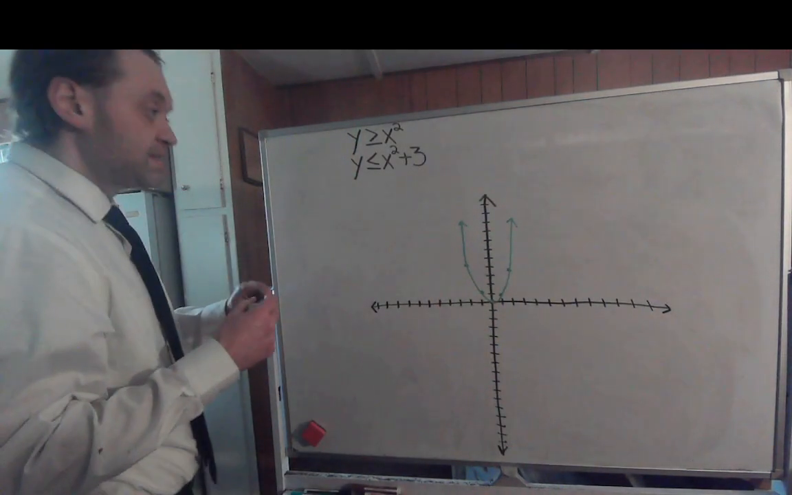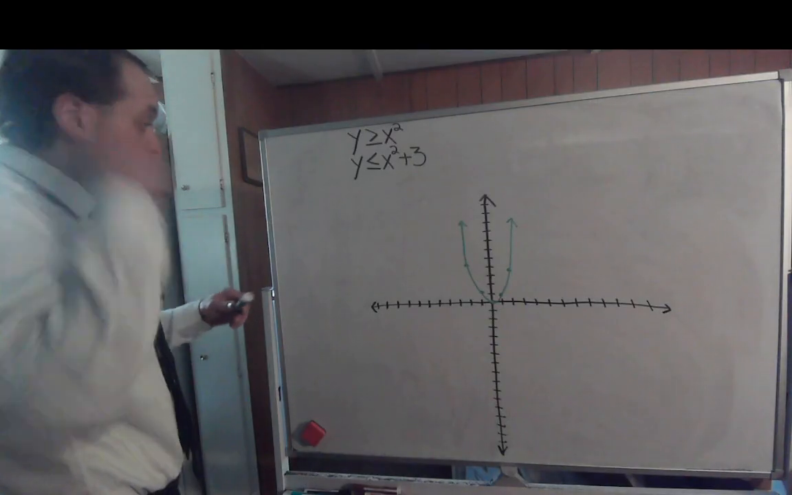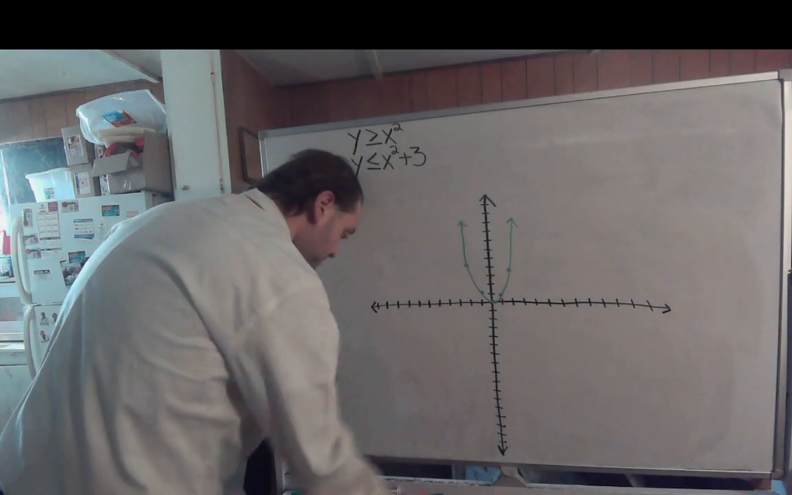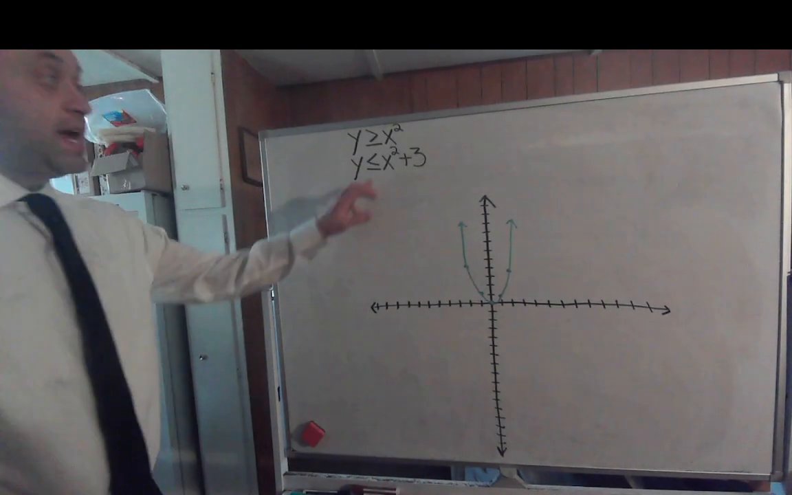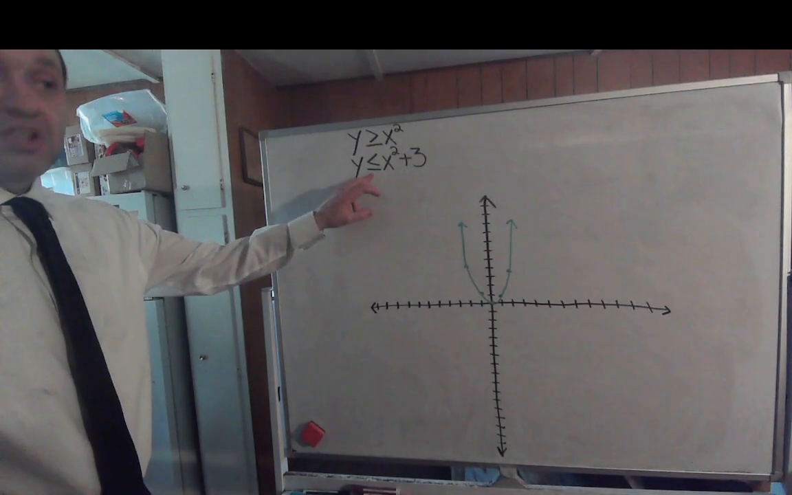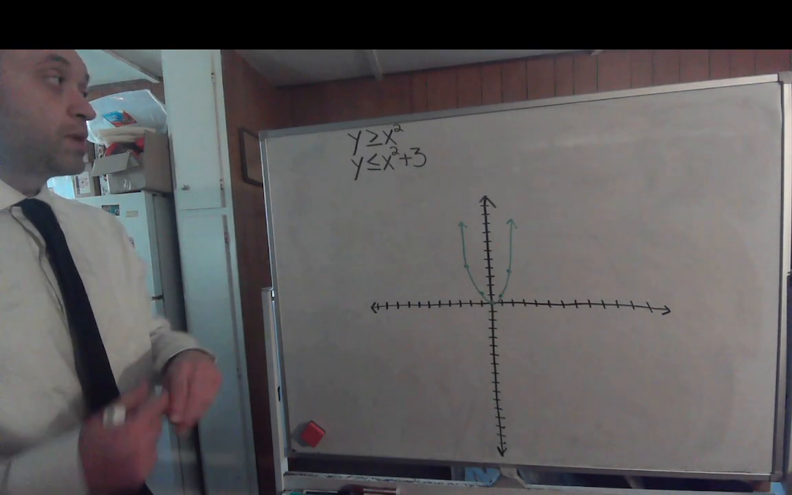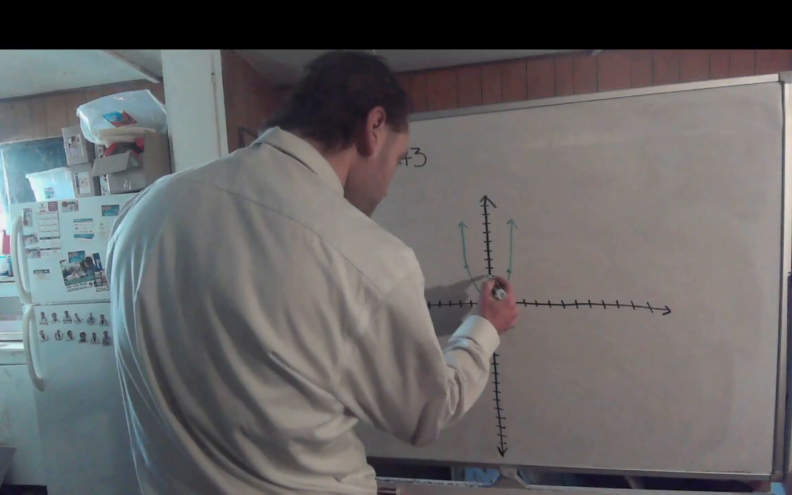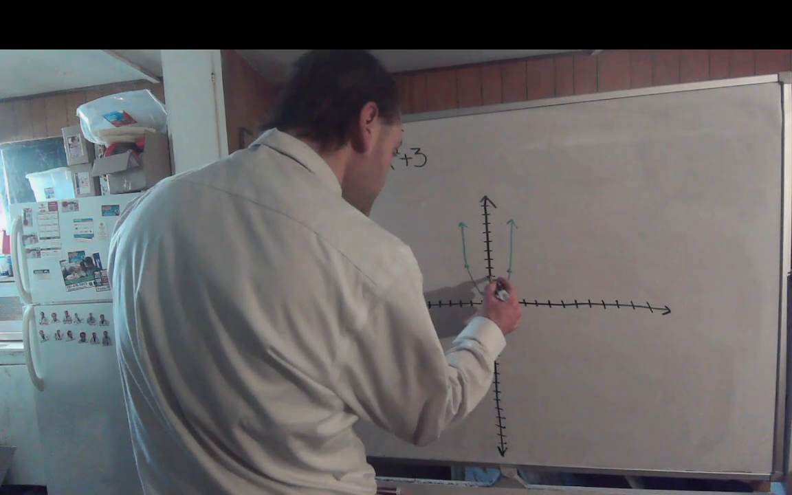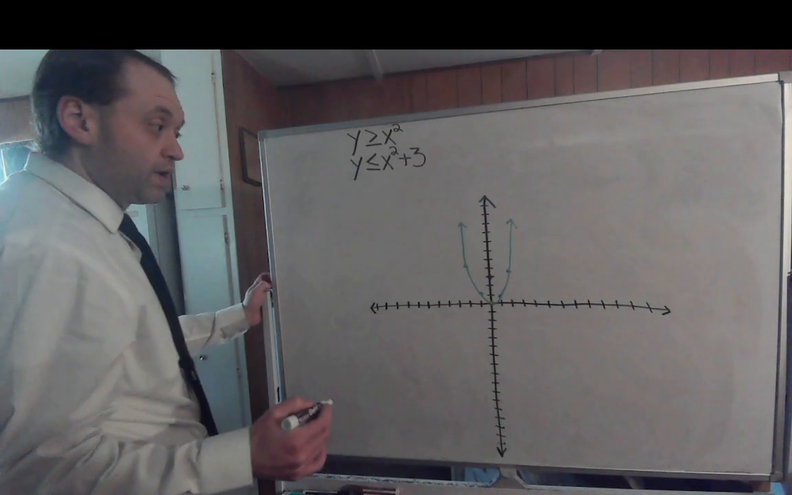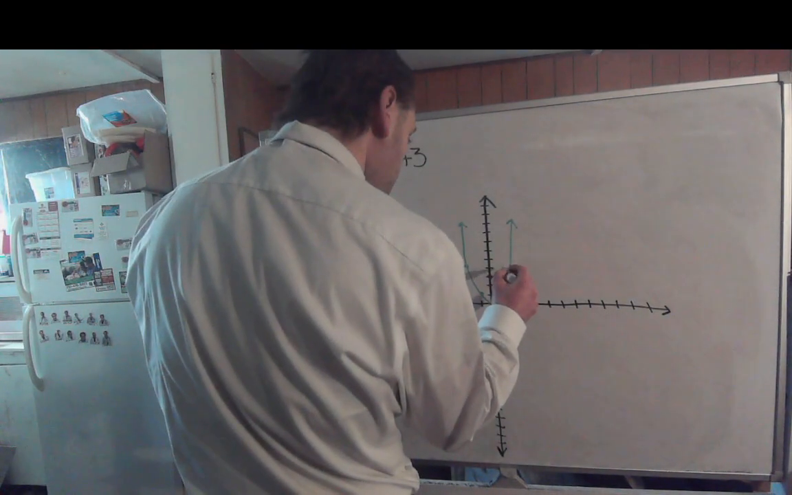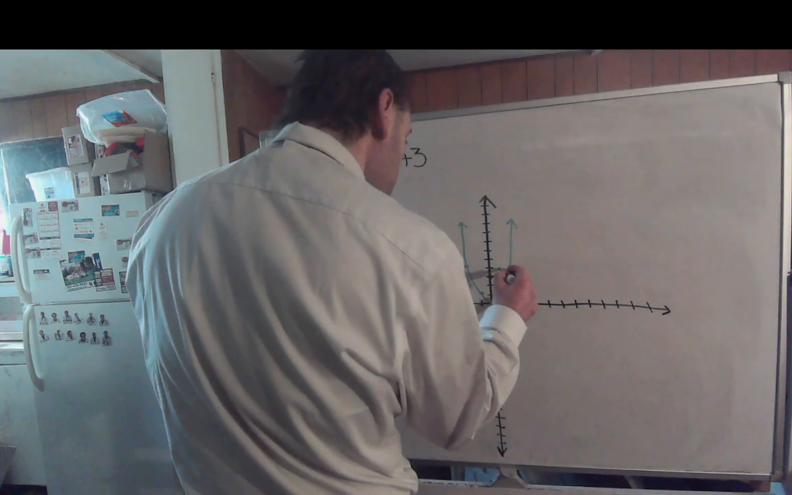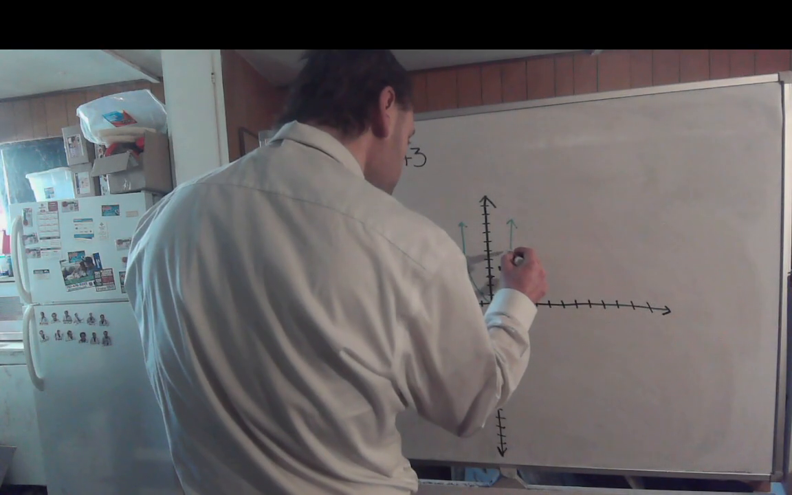Alright, so next, we also have y is less than or equal to x squared plus 3. Well, again, we have the equal to part, so this will be a solid parabola through y equals x squared plus 3. So the vertex in this case is at 0, 3. You would end up having the coordinate 1, 4. Then you would have 2, 8.